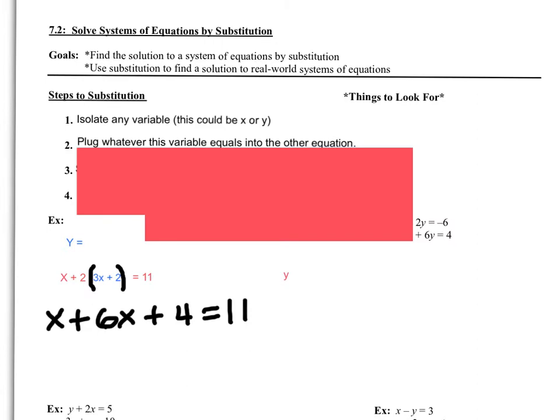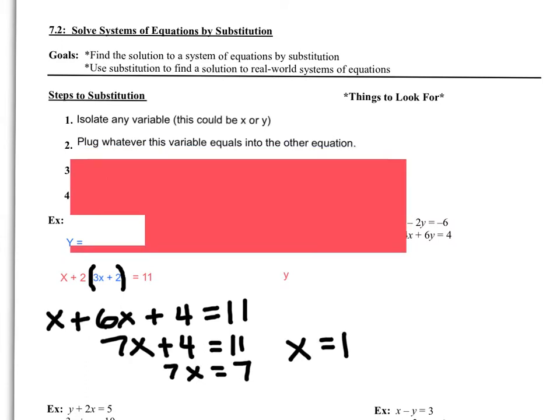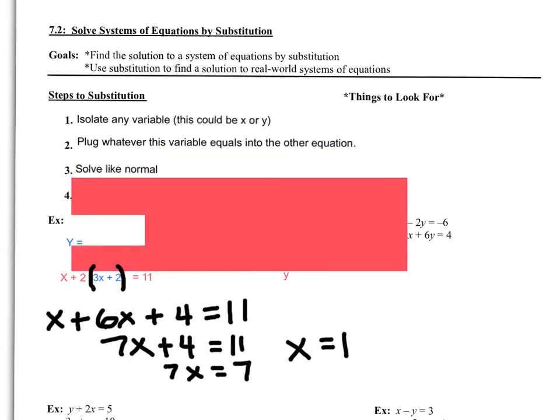Now at this point it's pretty natural. x plus 6x is 7x. Bring down my plus 4 equals 11. If I minus 4 from both sides, I get 7x equals 7. And then if I divided both sides by 7, I get x equals 1. So what we actually just did was we performed step 3, which was solve like normal. That's what we just did. But if you remember kind of 2 intersecting lines, if I just draw that up here really quickly, that's what we did in 7.1.